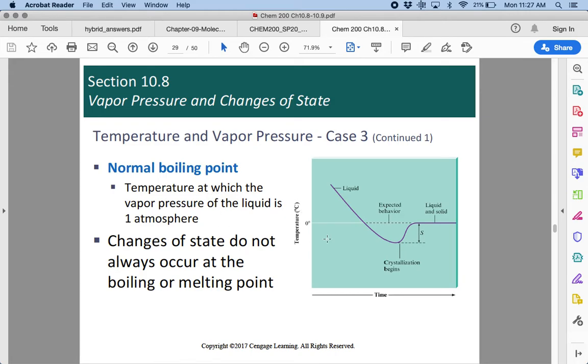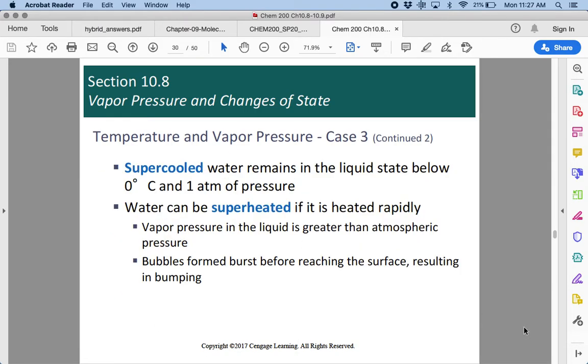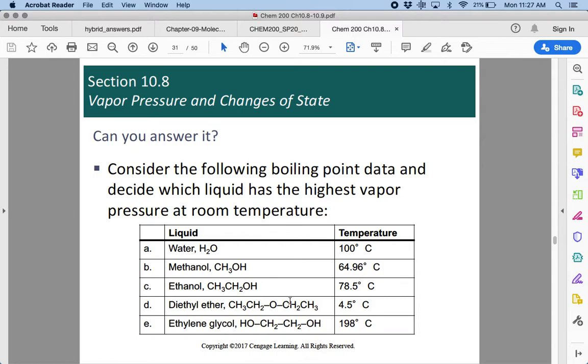Change of state does not always occur at the melting point or the boiling point. We can start seeing that if the factors around our system are manipulated, we don't always hit our quote-unquote normal boiling point or our normal melting point. We can have things that are supercooled or superheated where we start having these differences occur between their normal boiling point and their melting points. So go ahead and try and come up with a reasonable answer for this question.